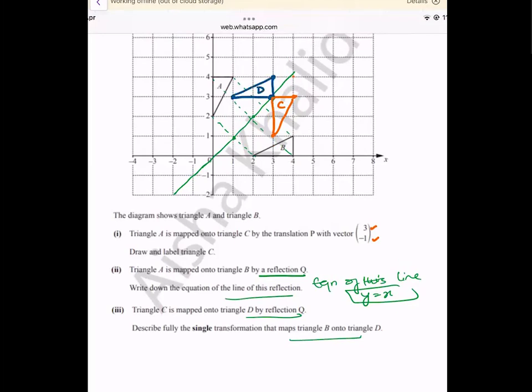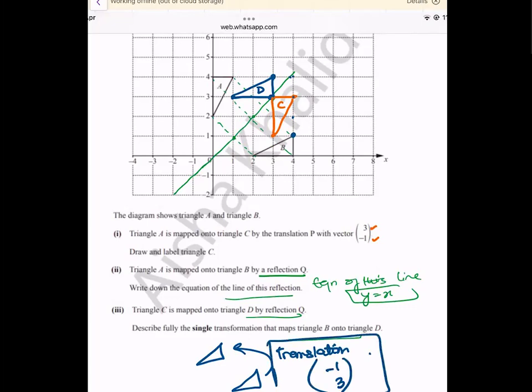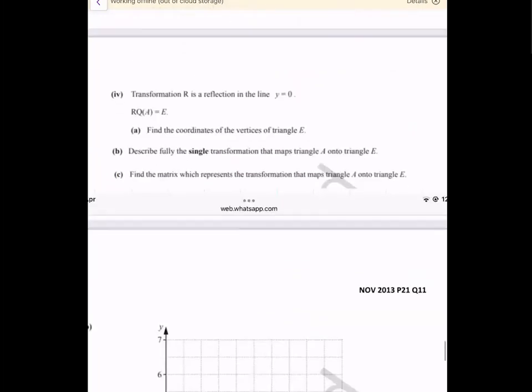This is D. So they're saying B onto D. So I can say that exactly, it was picked up from here and placed here. So it means it is translation because the object has not rotated or inverted or anything. So B onto D, the translation is going to be from this object to this image. It's 1, 2, 3, 3 up and -1 left. So B onto D is translation with this vector. That's how we identify. All right.